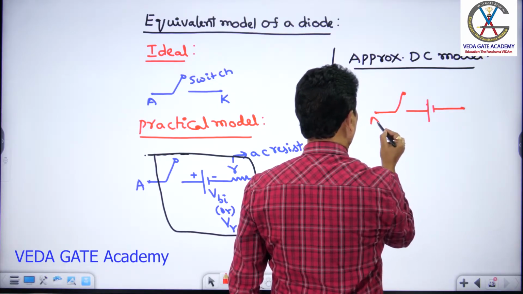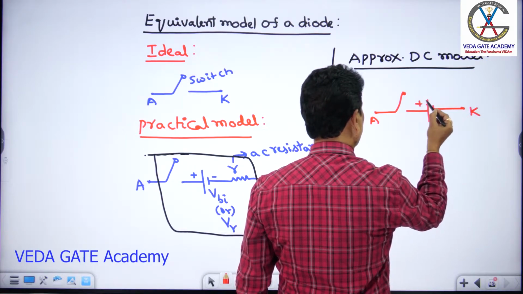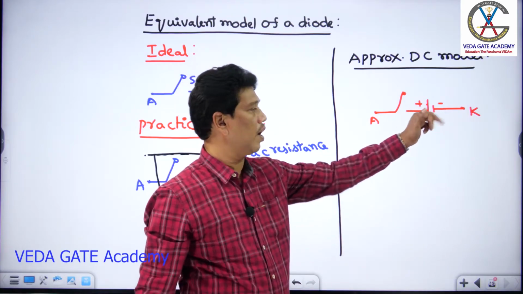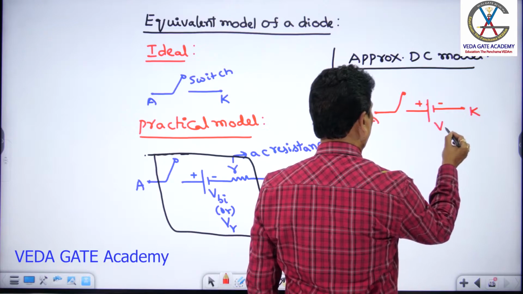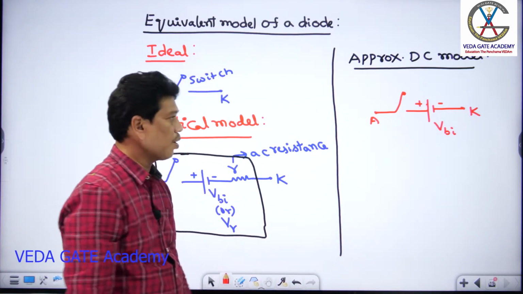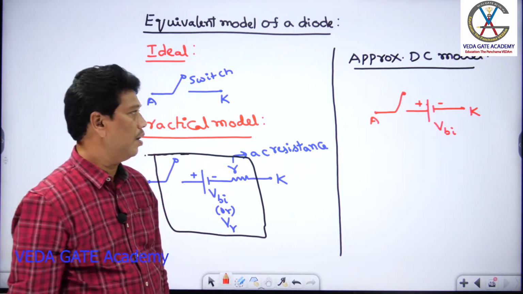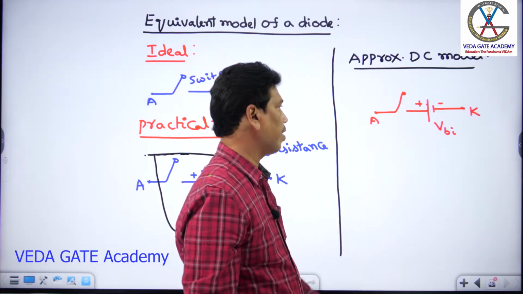So this is the anode, this will be the cathode. This is the barrier potential, which is always an opposing potential in forward bias, whose direction is always from anode to cathode. This value is nothing but VBI or VR, the cut-in voltage, which is about 0.3 volt for germanium or 0.7 volt for silicon. So this is the equivalent approximate model of a PN diode.